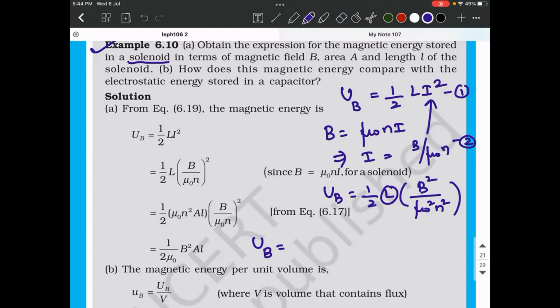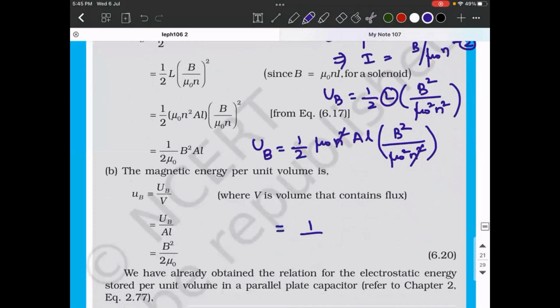But U_B is also equal to, how do you write L in terms of mu naught, small n, A and l? Yesterday we derived a formula for the self-inductance of a solenoid. What is it? I told you, you are expected to remember that. Mu naught small n square A into l. So half into mu naught n square A l into B square divided by mu naught square n square. So n square and n square will get cancelled, mu naught is also gone. This will be equal to half into B square into A l divided by mu naught. This is the value of U_B.